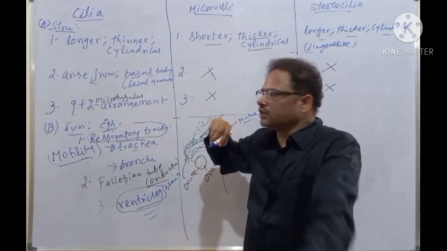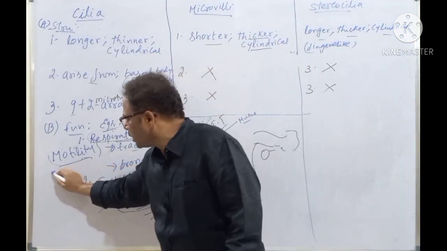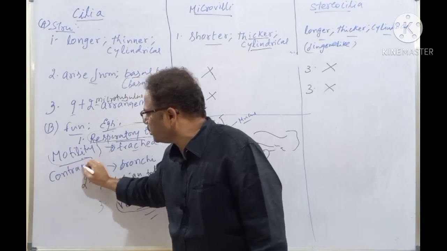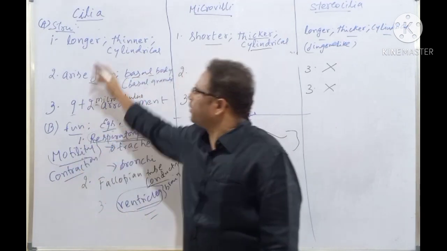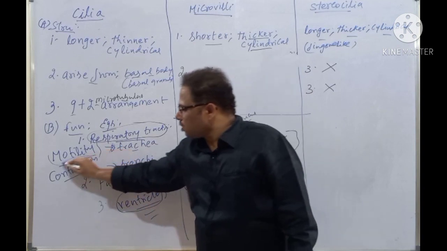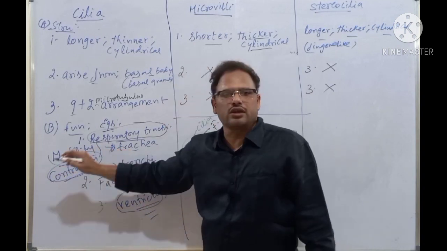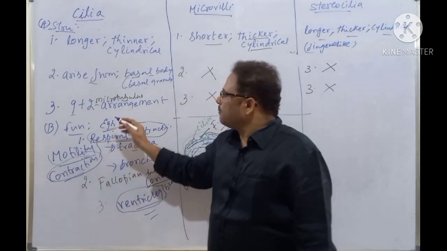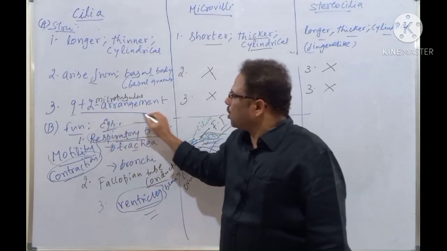Why is motility present only in cilia? Because it contains contraction. Motility is there only for cilia. Why? Because it contains rhythmic contraction and relaxation, due to the 9+2 microtubular arrangement.